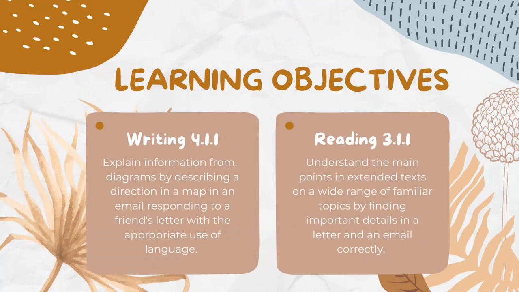So for today's lesson, there are going to be two learning objectives. The first one is writing 4.1.1, where you need to explain information from a diagram by describing a direction in a map in an email responding to a friend's letter with the appropriate use of language. And the next objective is reading 3.1.1, where you need to understand the main points in extended text on a wide range of familiar topics by finding important details in a letter and an email correctly. So, are you ready? Let's go.